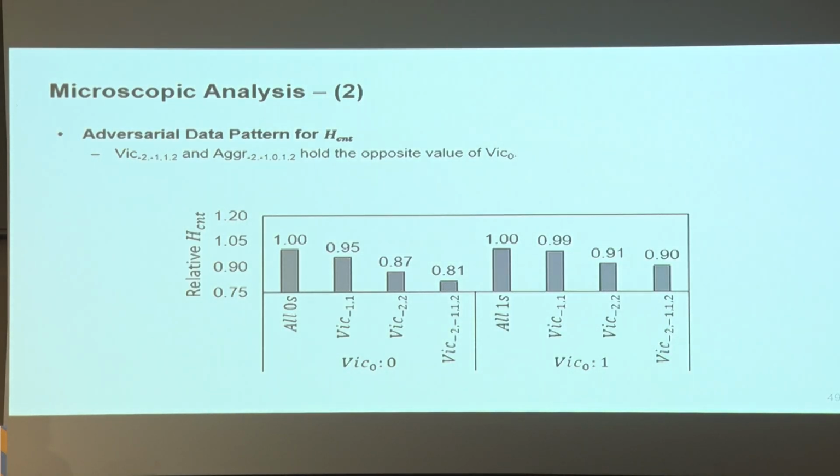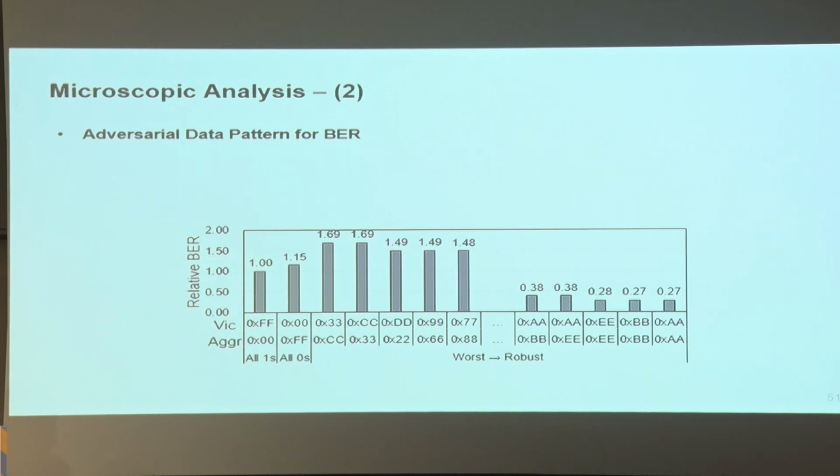And then let's look at the adversarial data pattern in terms of minimum activation count. We found that when the cells surrounding the victim cell have opposite data to the victim cell, the hammer count is lowest. Also, we tested the adversarial data pattern for bit error rate. The baseline bit error rate is observed when all cells in the victim row are either 0 or 1, and the data in the aggressor row is opposite of the victim row's values.